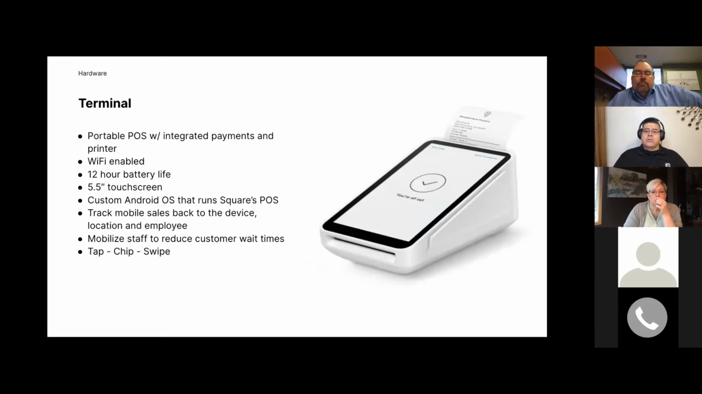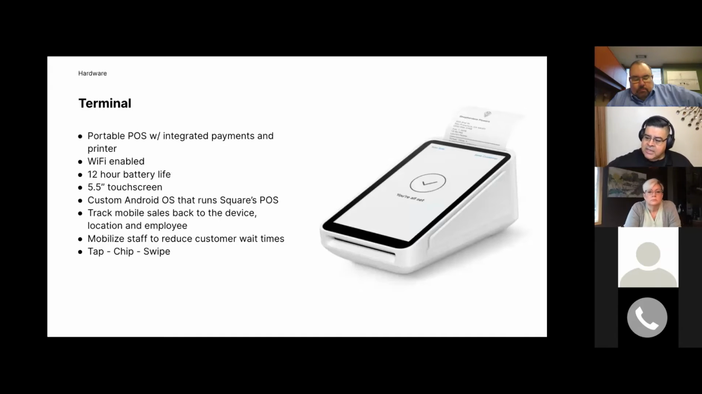The Square Terminal, so we saw a booming popularity for this for a lot of the outdoor dining that was allowed during the pandemic, right? So you can do tableside payments. Really, again, all-in-one credit card machine for payments and receipts. So it's built top to bottom by Square. So really everything just works.